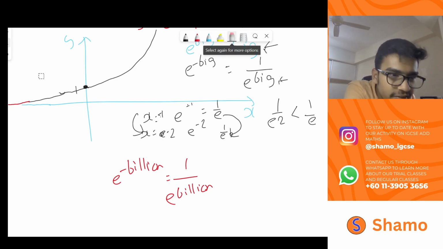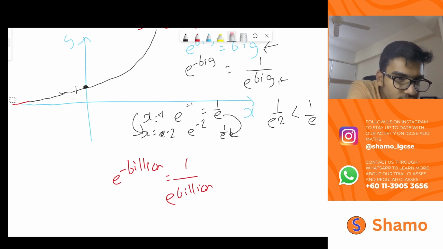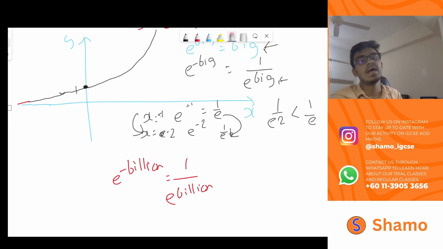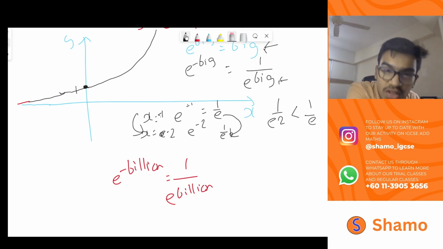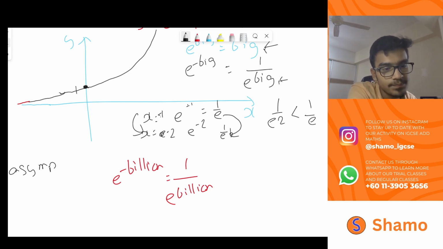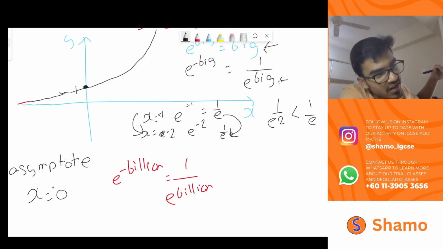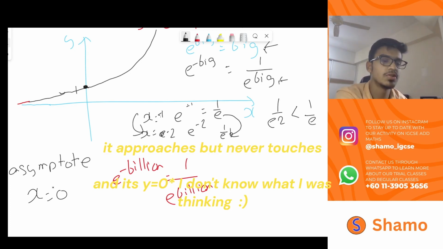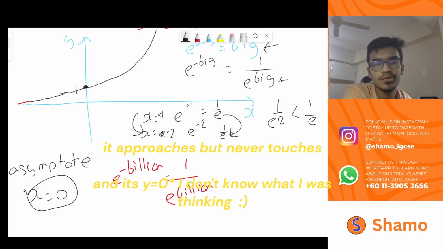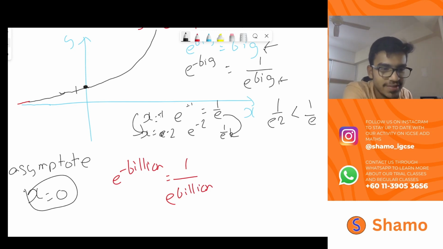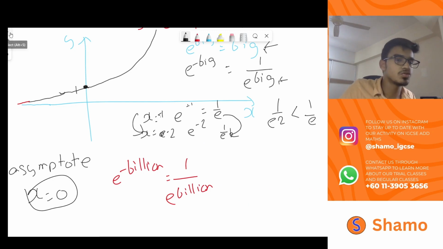Let me just perfect the graph a bit. No, I don't have OCD, but the graph should look good, right? And this property that it is getting closer and closer, but not reaching, is called an asymptote. An asymptote is a line which the graph never reaches. So in this case, the line is actually x equals 0. The graph never reaches x equals 0. So that's why x equals 0 is called the asymptote. Very fancy name, I know, but you get the idea. So we know that this graph has an asymptote at x equals 0.